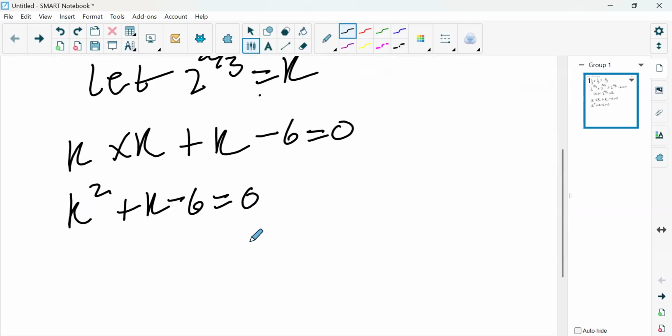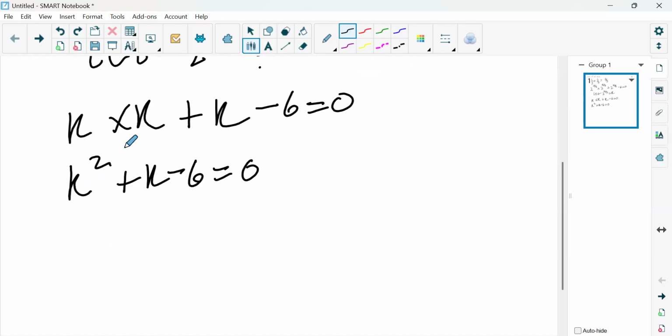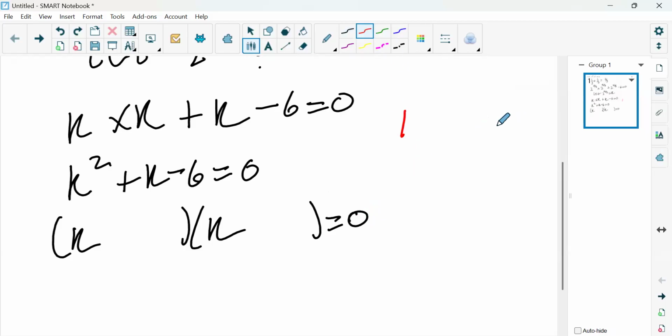We're looking for factors of 6. When we multiply them, they should give us 6, but when we add or subtract them, they should give us plus 1. Now let's open 2 brackets. I'm going to have k and k in the brackets. Now let's look at the pair factors of 6. We have 1 and 6, but they can't give us the middle term.